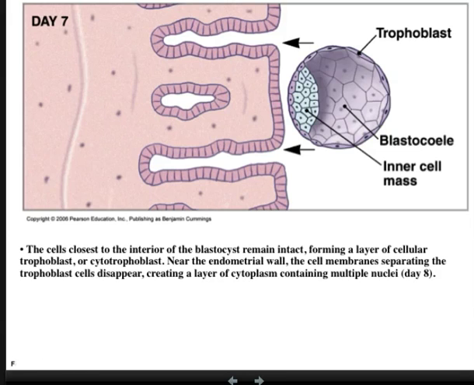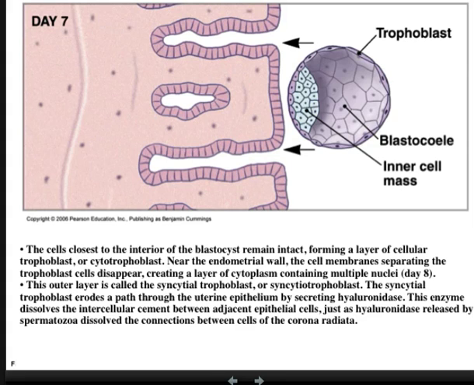The cells closest to the interior of the blastocyst remain intact, and they form a layer of cellular trophoblast, or cytotrophoblast. Near the endometrial wall, the cell membranes separating the trophoblast cells disappear, and they create a layer of cytoplasm containing multiple nuclei. And this is what we call a syncytial trophoblast. Syncytia means a single cell with more than one nucleus. In this case, it forms because of the fusion of many cells, and this is where syncytial trophoblast gets its name.